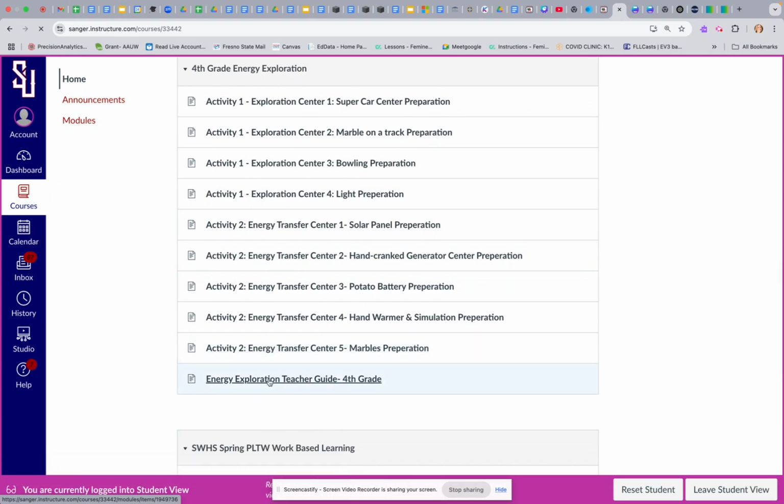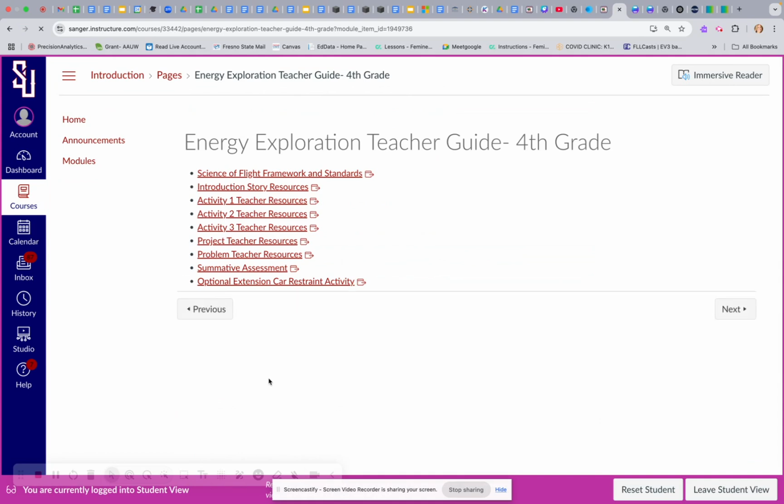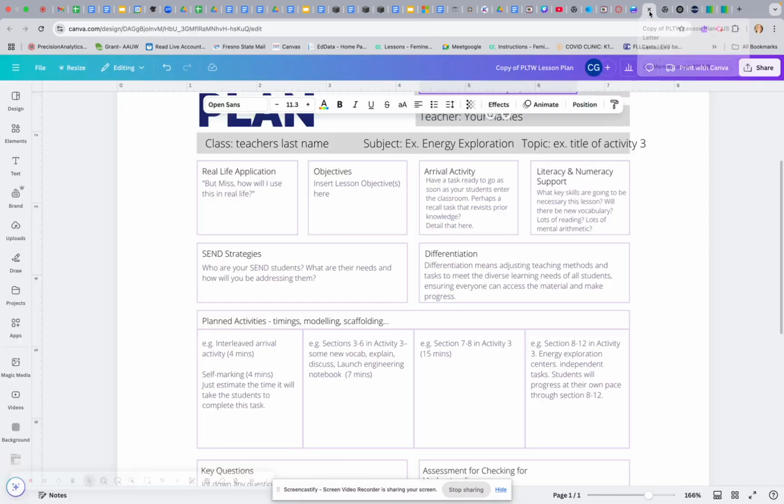Oh, right here. Sorry. Teacher guides. So you're going to find your teacher guides and you're going to go to activity 3. And then here is where you'll be able to find your objective. It should be something short. If you need help, just let us know. Go back to Canva.